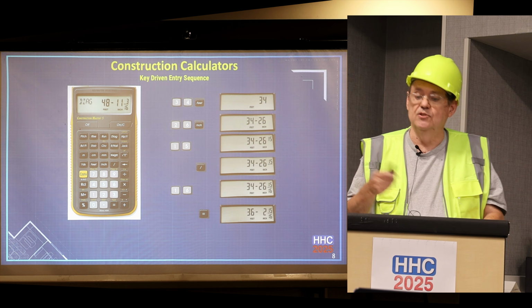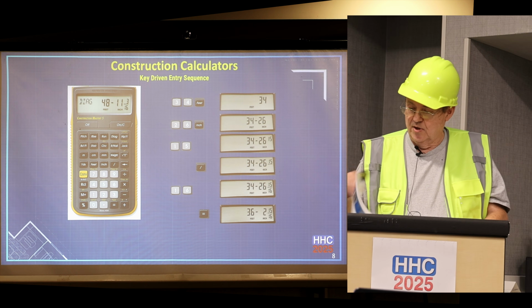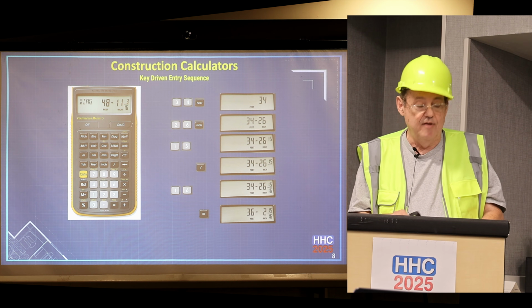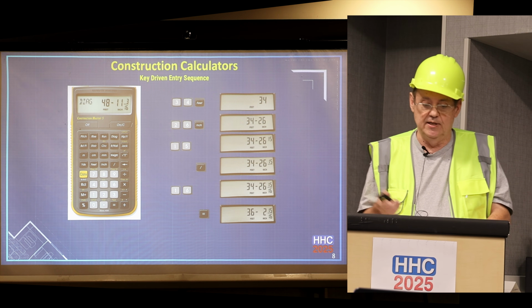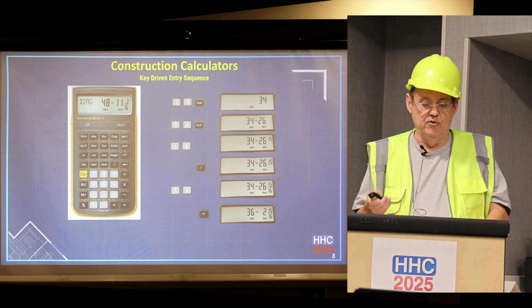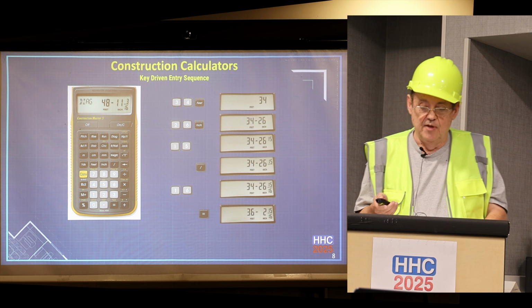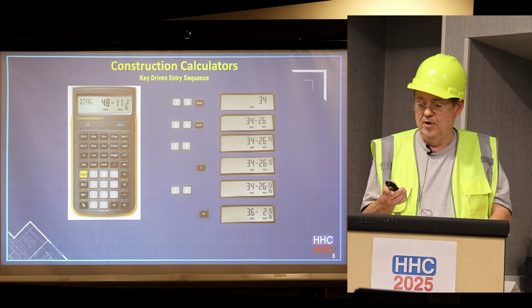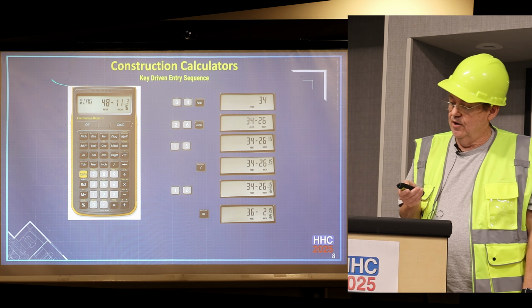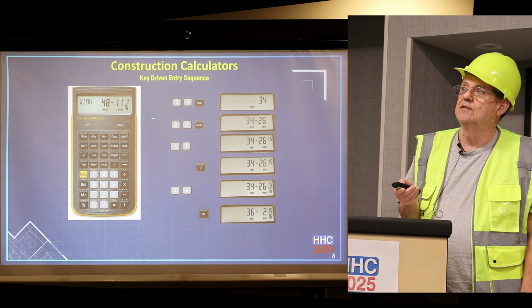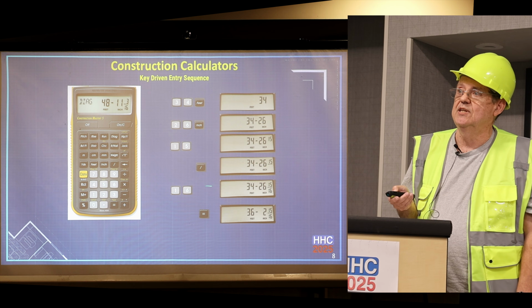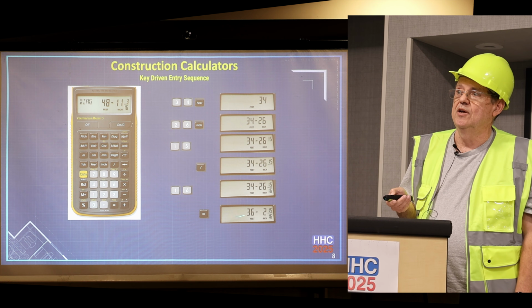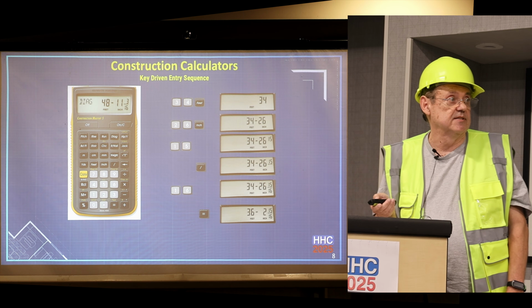Okay, now this is what calculators have evolved to. If you buy a new model out there, you're going to get what I call a key-driven entry sequence. This is the same set of numbers, but notice how much easier it is. You enter the 34, you say feet, 26 inches, 15, divide, for numerator 16, denominator, equals, and you get the same entry.